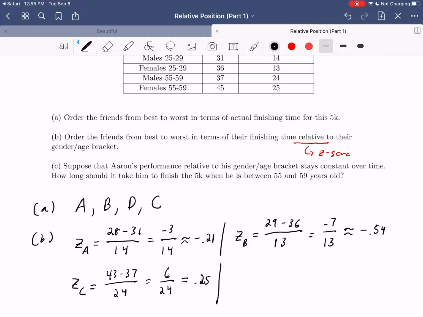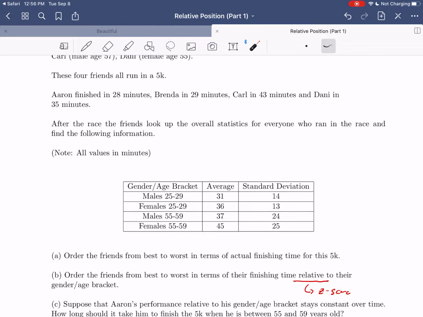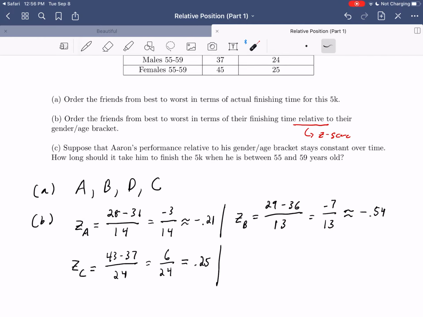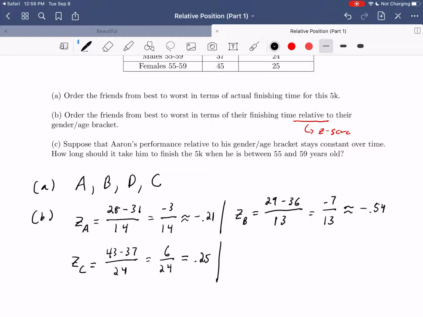Now, of course, we can know, even without any sort of fancy statistics like we're doing with these z-scores, that Carl should be the least happy or maybe the most disappointed in terms of this, because if you think about it, all the other friends, Aaron, 28 versus an average of 31, okay, he's below average, meaning he did better than the average. Brenda, 29 versus 36, definitely better than average. Danny, 35 versus 45, definitely better than average. But Carl took 43 versus an average of 37. He's the only one who is slower than people like him. So even without the z-score, we know he didn't do so well, and we can see that by him having the first positive z-score in this situation.